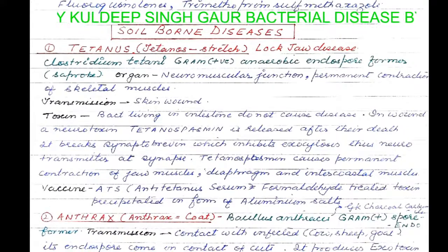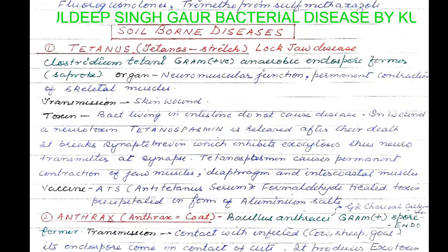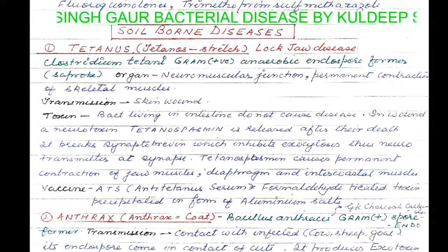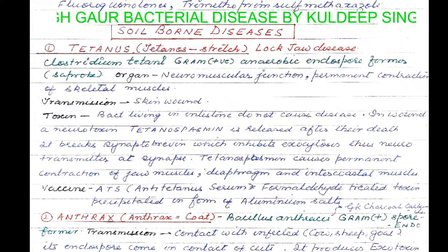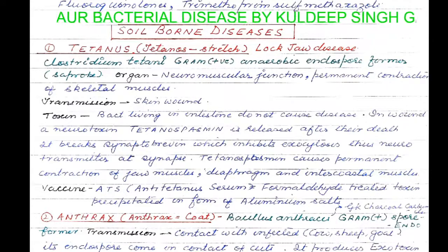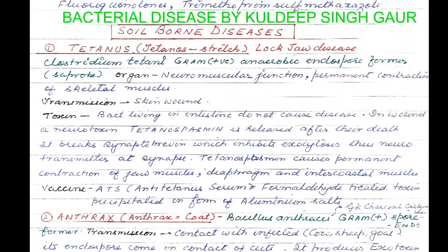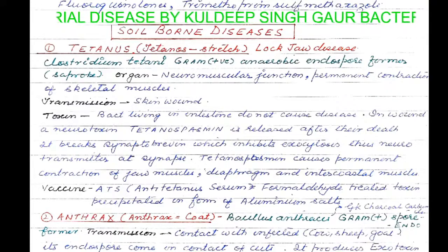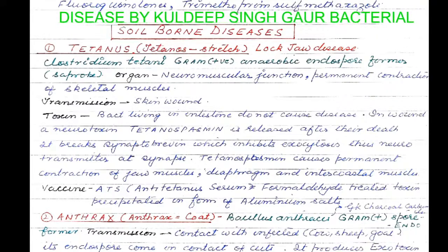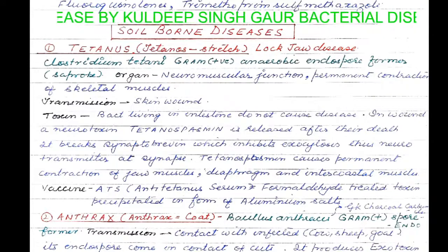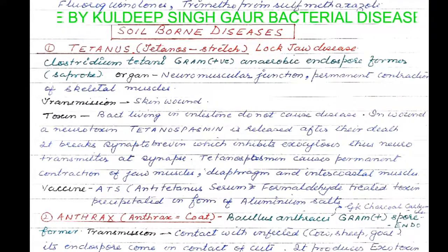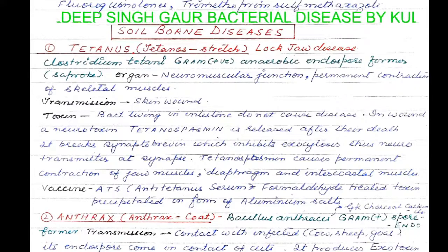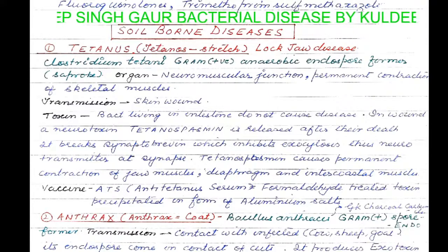Bacteria which are transmitted through soil include tetanus. Tetanus means to stretch. It is also called lockjaw disease, caused by Clostridium tetani, which is a gram-positive anaerobic bacteria and forms endospores. It affects neuromuscular junctions and causes permanent contraction of skeletal muscles. The bacteria are generally found in rusted iron and in soil, and it is generally transferred through wounds created in the skin.